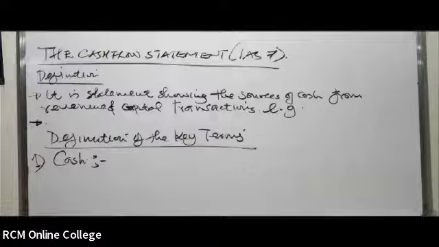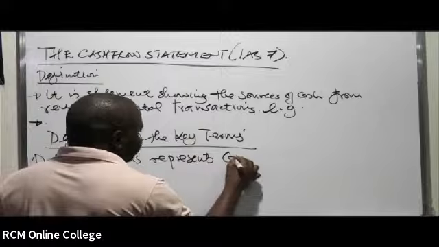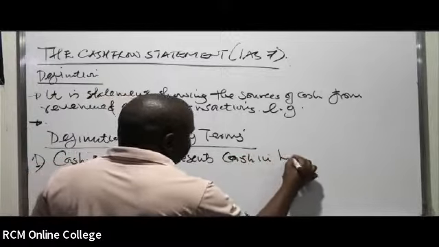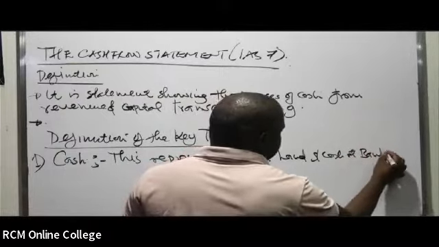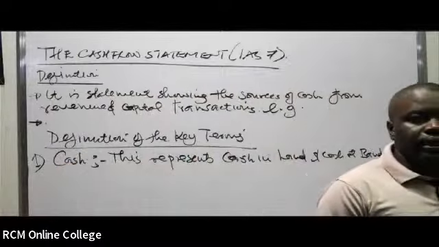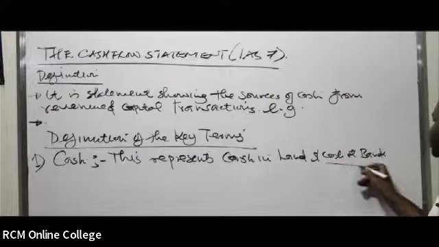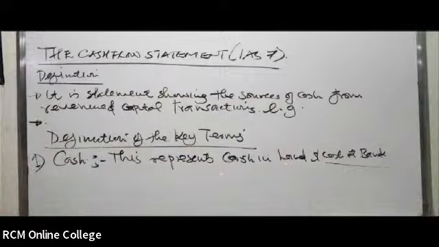This represents cash in hand and cash at bank. Cash in hand is what you have at hand in the business, maybe in your safe. The cash at the bank is what you have put under safekeeping in the bank. We combine the two and we end up with cash. And of course, that is basically what we are looking at.